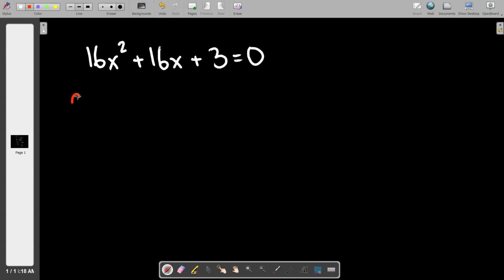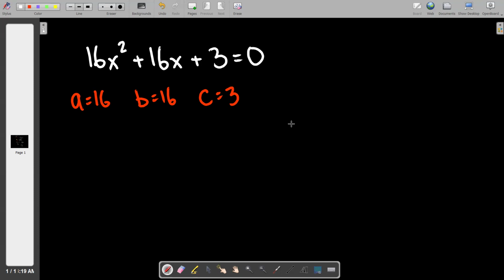A is 16, right? B is 16. C is 3. So it's good to have your calculator unsheathed and ready. It can't do it all for us. We wouldn't want it to, but it can help us with some of the heavy lifting, some of the bigger calculations we have to do.